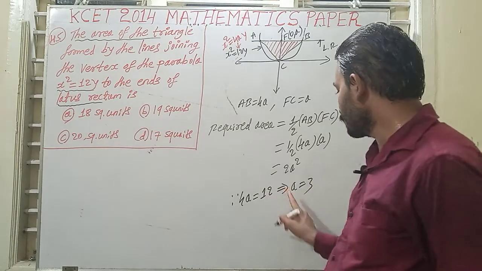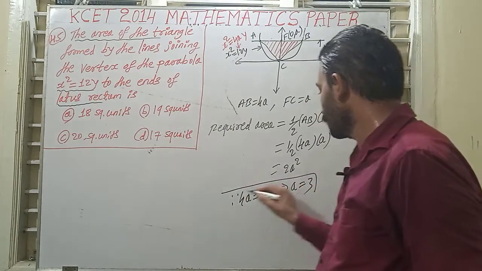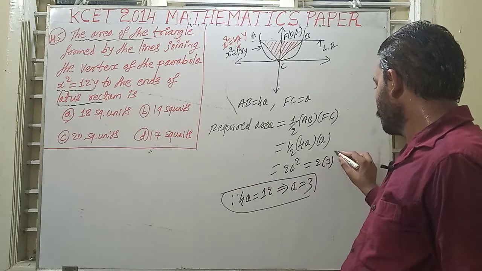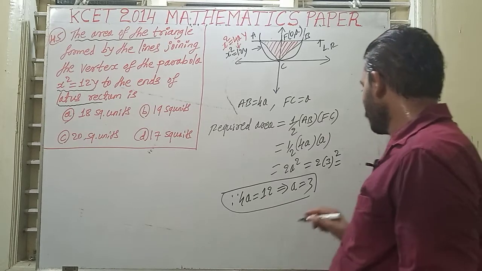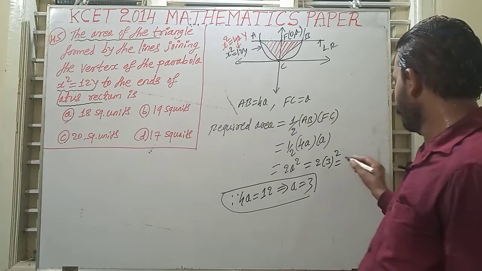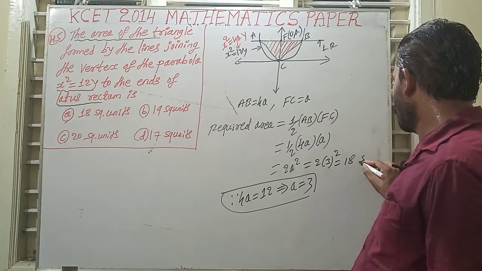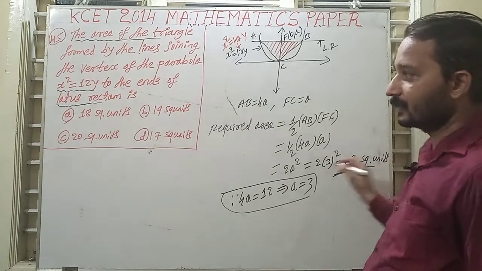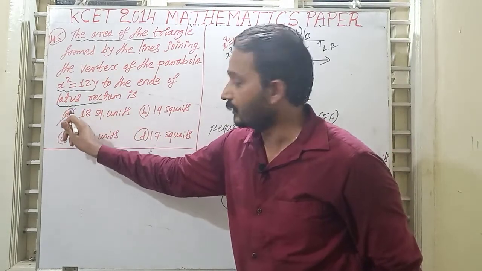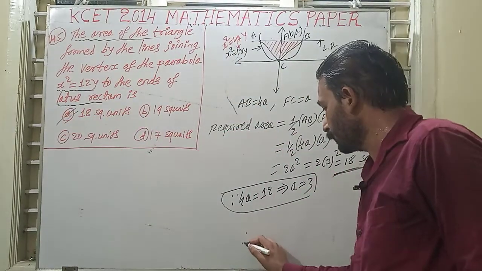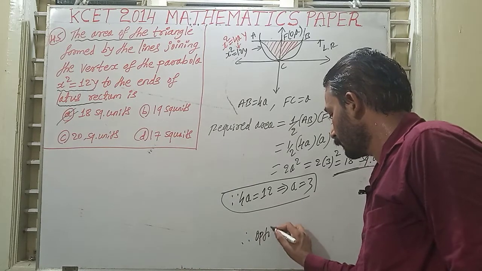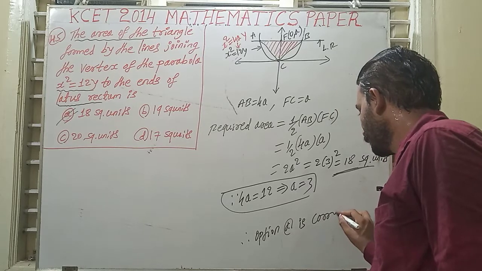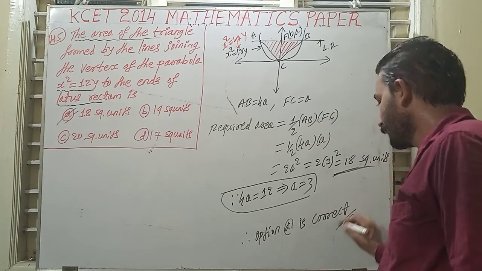Now substitute the a value. a is equal to 3, so 2 into 3 squared. 3 squared is 9, and 9 twos are 18. So the answer is 18 square units. Here option A is correct. So that's all.